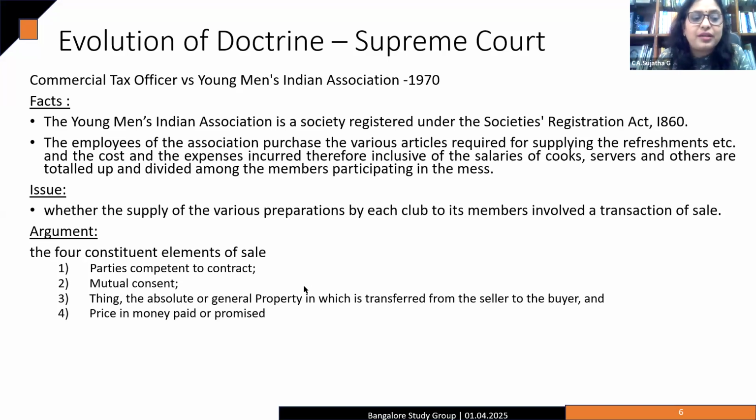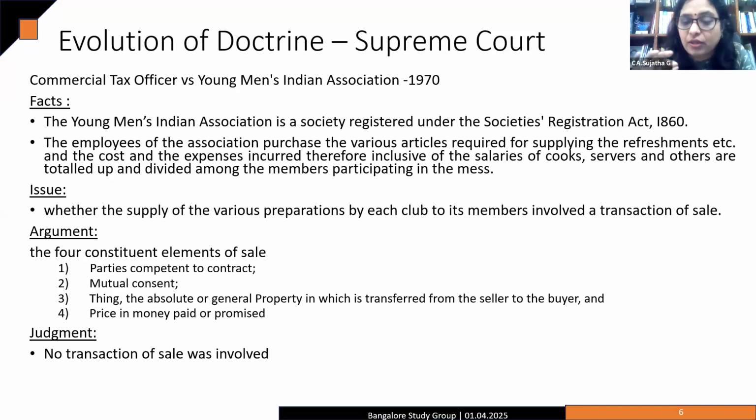So the court looked at the transaction and then held that, yes, in the case of the Young Men's India Association, the concept of mutuality prevails. So the transaction between the club and members should not be subject to sales tax. So this was the decision held in the year 1970. So from 70 onwards, there were various decisions.